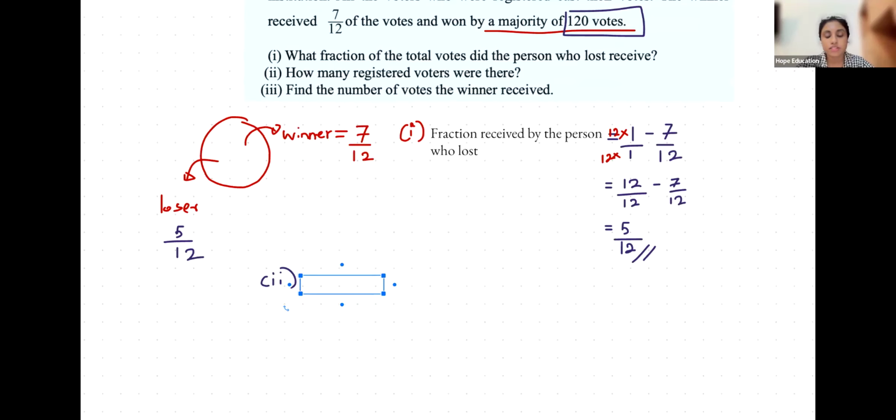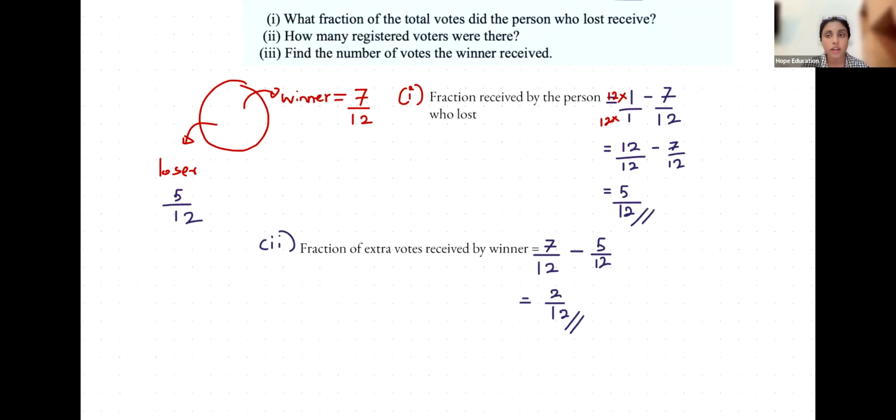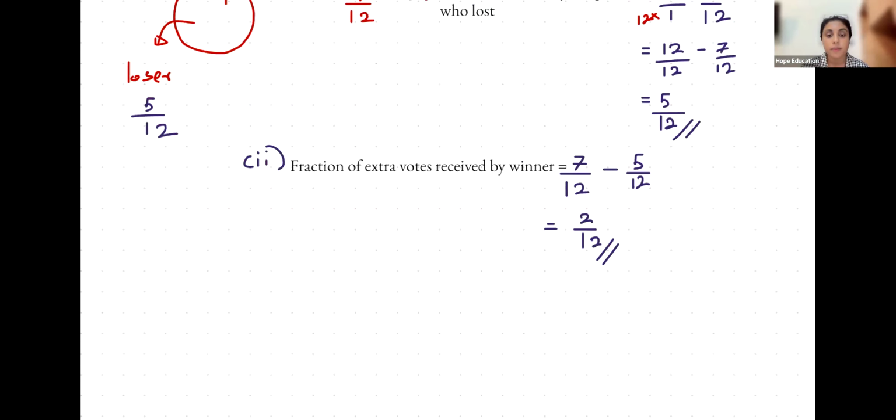So the fraction of extra votes received by the winner. He won by a majority. So you know winner got 7/12, loser got 5/12. I have to find the extra. So 7/12 minus 5/12. The denominator is common, so 7 minus 5 is 2. So that is 2/12. So the fraction of extra votes received by the winner is 2/12. And as a number, that is 120 votes. That means this extra, the majority votes, which is 2/12, is equal to 120 votes.